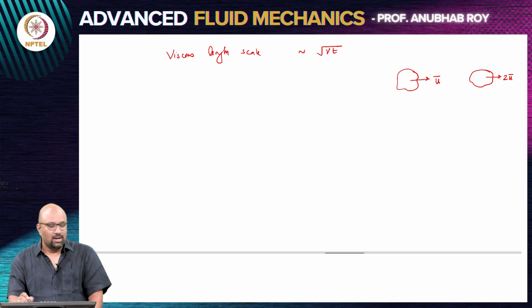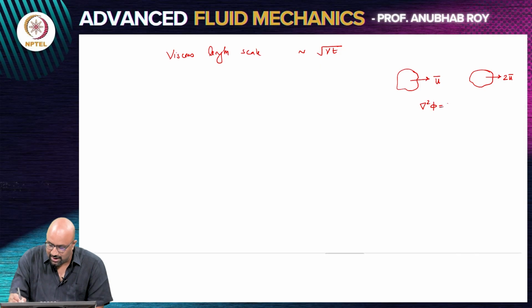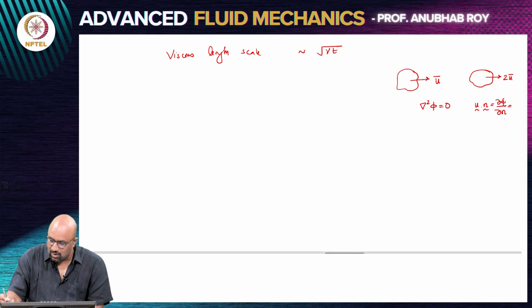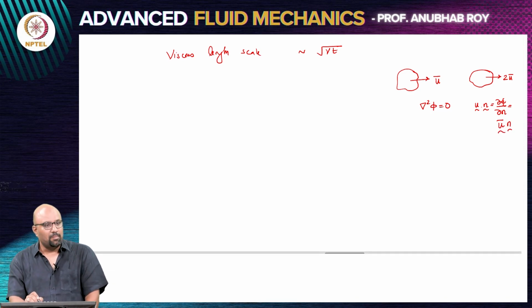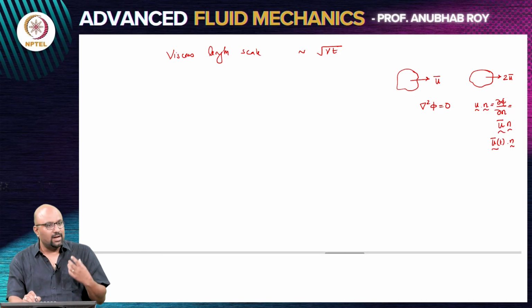That is the question. If you think of potential flow, the response is instantaneous, because in potential flow you are solving del square phi equal to 0 subject to the boundary condition that u dot n, or dou phi dou n, is equal to u bar dot n, and this u bar is actually a function of time. So if you suddenly move the cylinder twice as fast, as a jerky motion, there is no modification to the flow that captures this particular history.